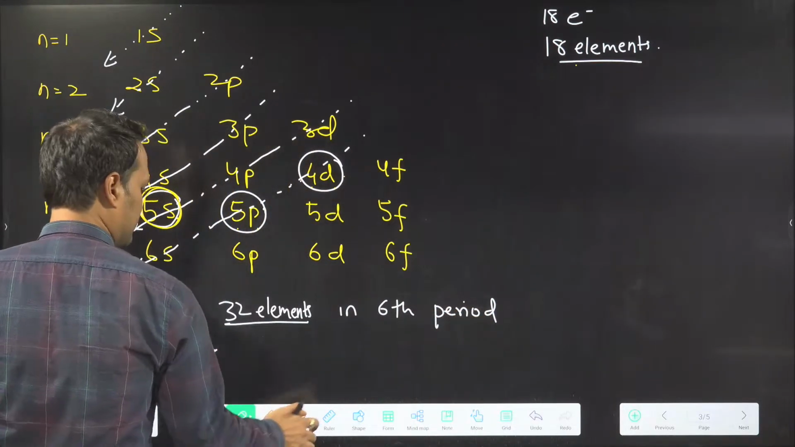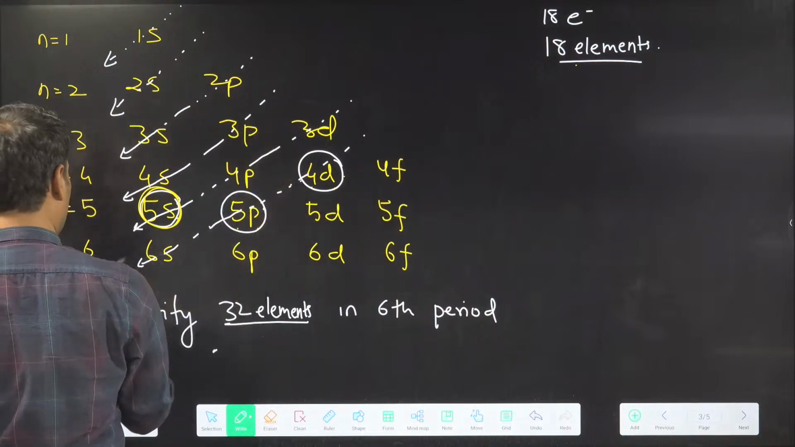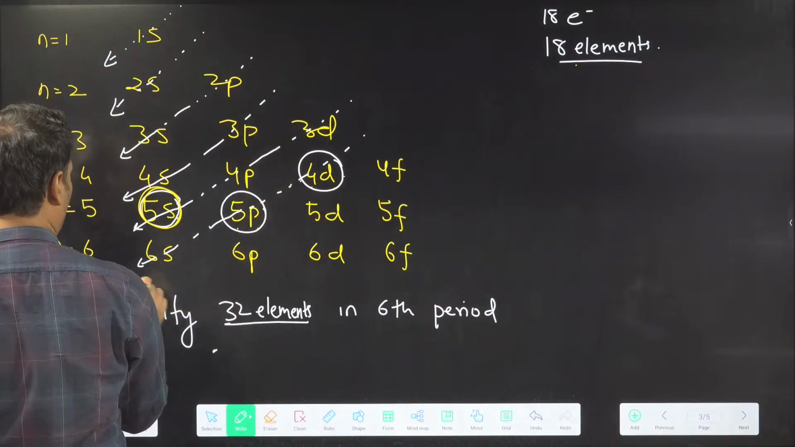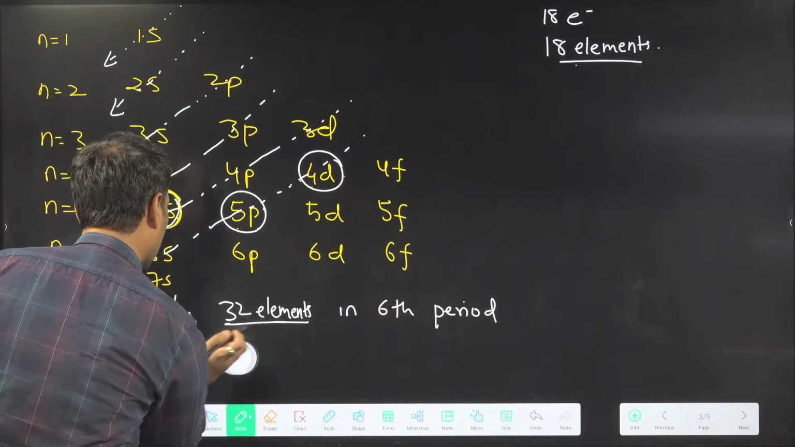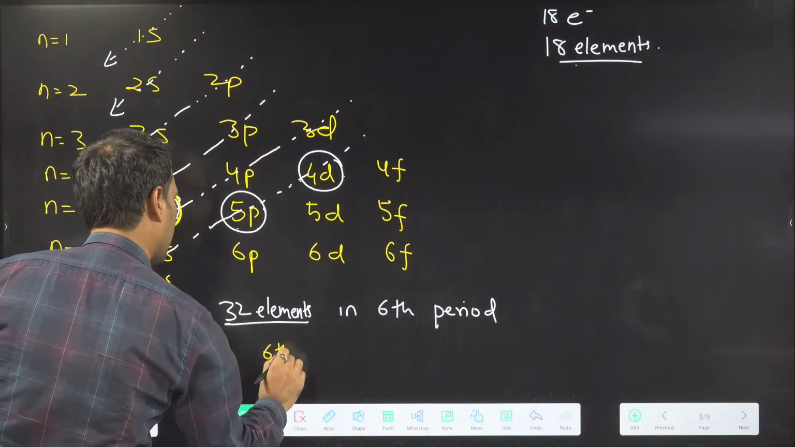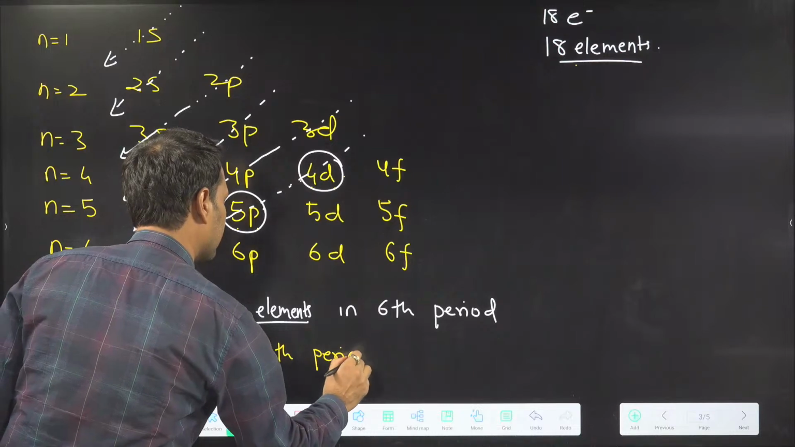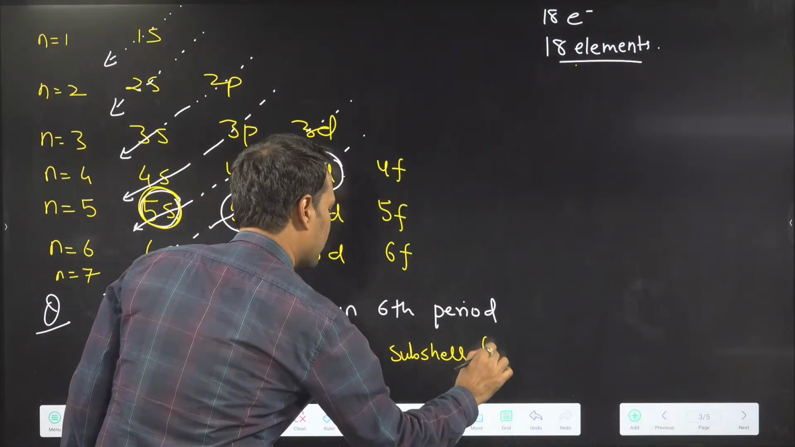So you have this diagram here, and after this you will have n equals 7. So you have 7s. Now first you tell me which subshells will be filled in the 6th period.